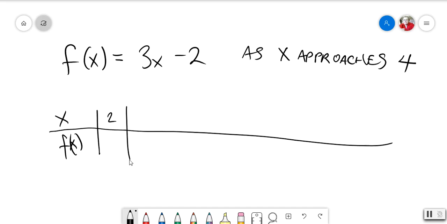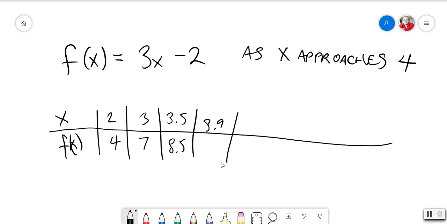We could say 2. And if x is 2, 2 times 3 is 6, 6 minus 2 is 4. Say 3. 3 times 3 is 9, 9 minus 2 is 7. And then we could say 3.5. And if you worked that out, you get 8.5. I admit I'm cheating on this. I'm doing this out of the book, so I don't have to do the calculations. But hey, one of the perks of being a teacher, right? Put in 3.9, you get 9.7. Put in 3.99, you're going to get 9.97.